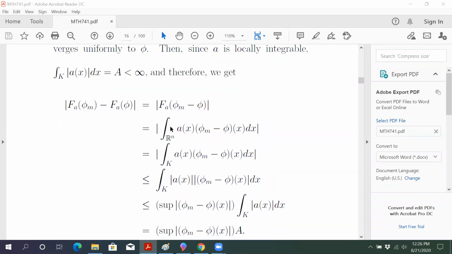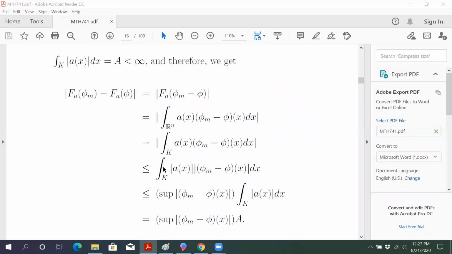And again, this integral is reduced to k, because k contains the support of each phi m and phi. So outside k, both are 0, so this function outside k is 0. So only the integral on k is left. And again, by the property of integration, the absolute value of an integral is less than the integral of the absolute value. And then again, look at here. This is less than this sup, because this sup is an upper bound for this, right? So you integrate on both sides.